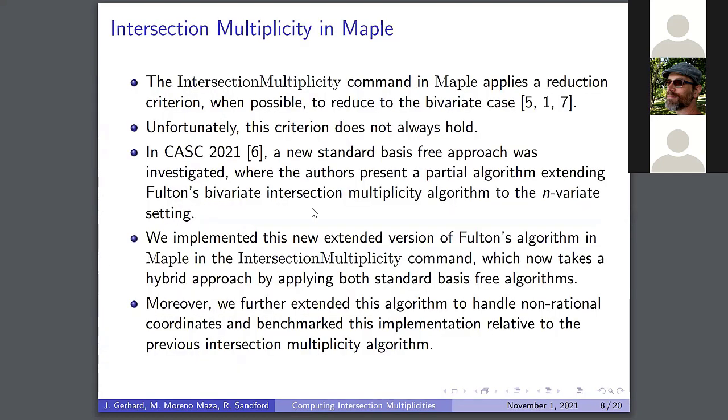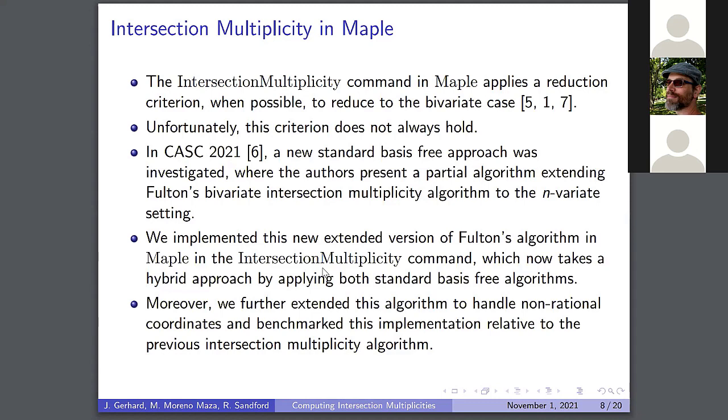So in Maple, there's a command called IntersectionMultiplicity. What this does is it applies a reduction criterion based on tangent cones to reduce to that algorithm I just showed you, Fulton's algorithm. Unfortunately, this criterion does not always hold. That's what we're talking about today, because in CASC, a new standard basis free algorithm was investigated, where we extended Fulton's bivariate algorithm to the n-variate setting.